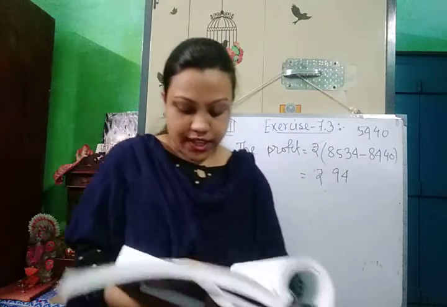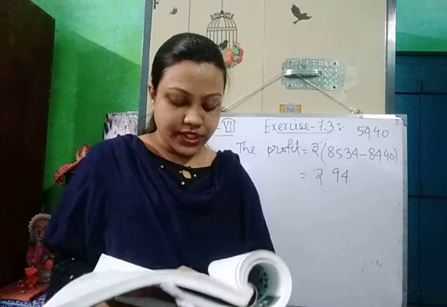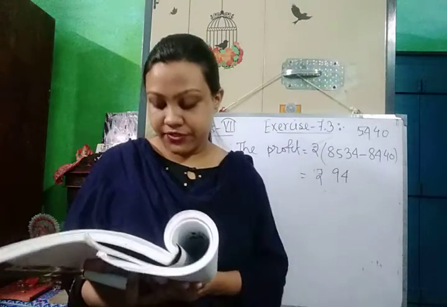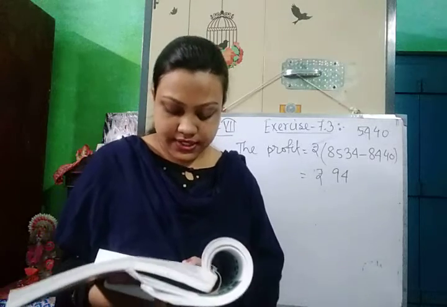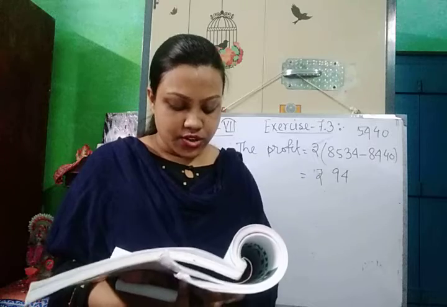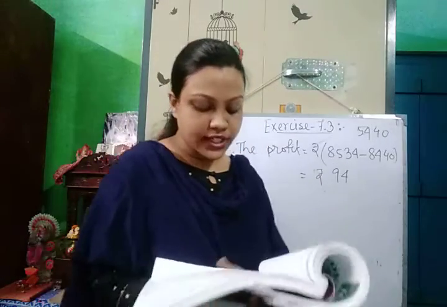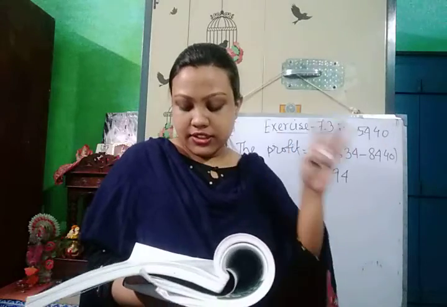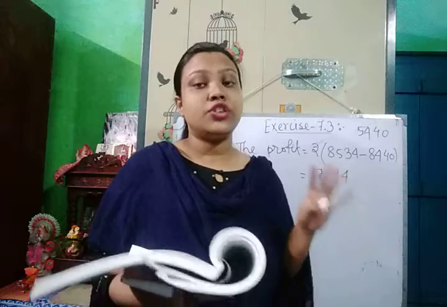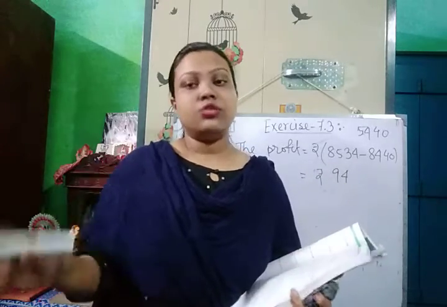Next, I am doing question number 5. Question number 5 is: in a furniture shop, 24 tables were bought at the rate of rupees 450 per table. The shopkeeper sold 16 of them at a rate of rupees 600 per table and the remaining at a rate of rupees 400 per table. Then find his gain or loss percent. So there were a total of 24 tables. He bought all the tables at a rate of rupees 450 per table. So what is the total cost price of 24 tables? 450 into 24.